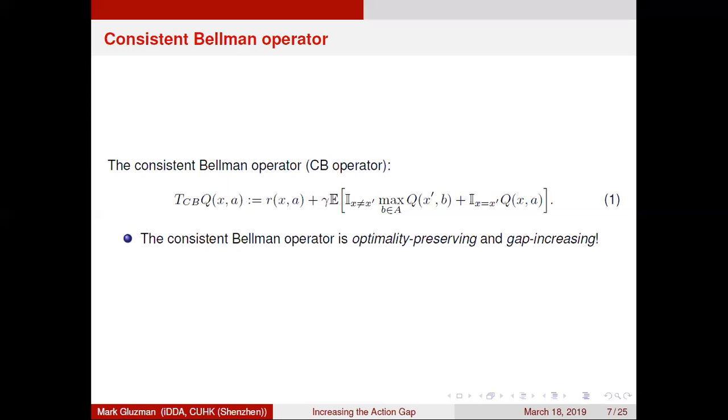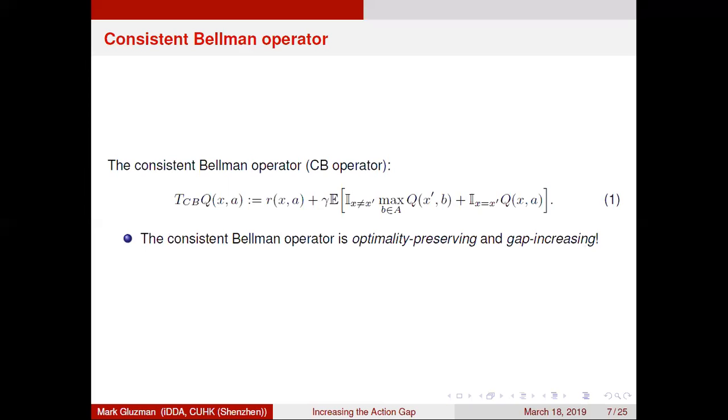Right. So if taking action A leads to the same state as the next step, then I do not use the traditional Bellman equation to greedily find the best action or largest Q value action. Yes. So now we can state that the consistent Bellman operator is optimality preserving and gap increasing.